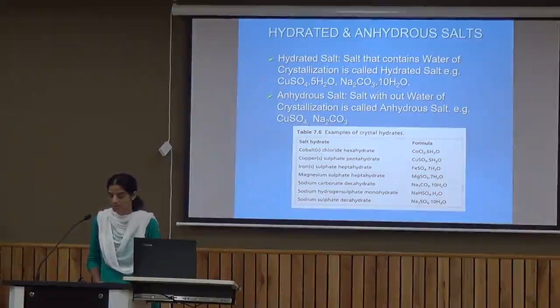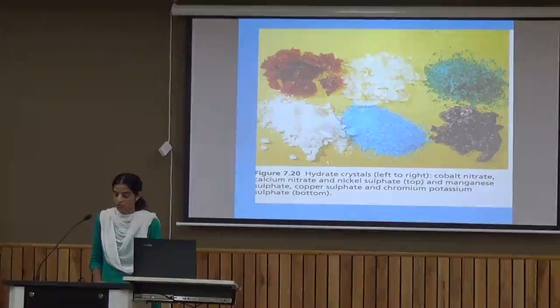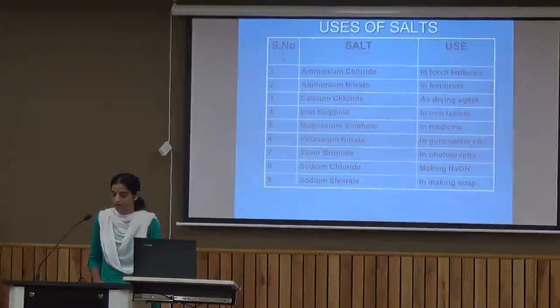Some more examples are given in the table shown below. These are some hydrated salts which are actually present in the form of their crystals in different colors. The examples shown here are just to make you understand that hydrated salt exists as small crystals of varied colors. Then we have these uses of salts given. We know salts are used for various purposes.